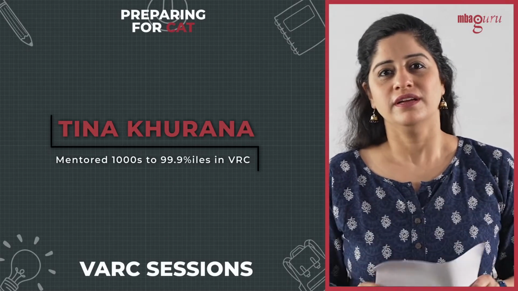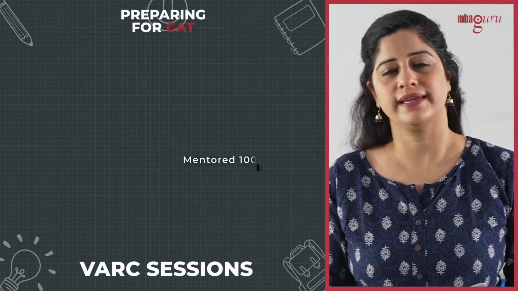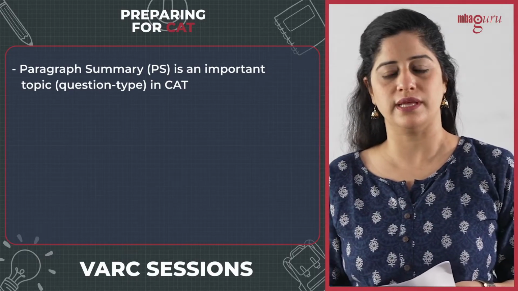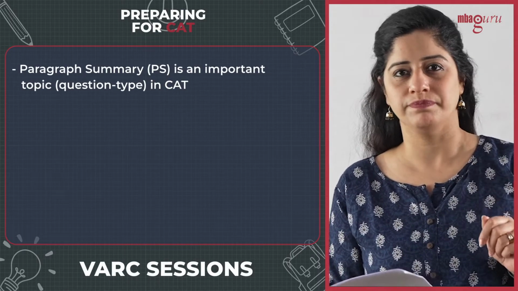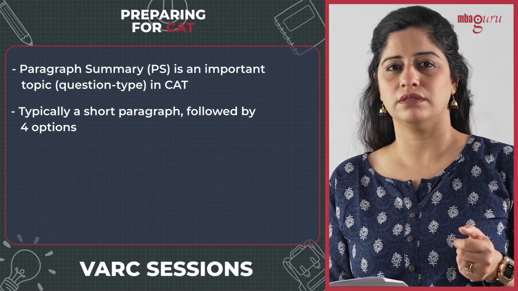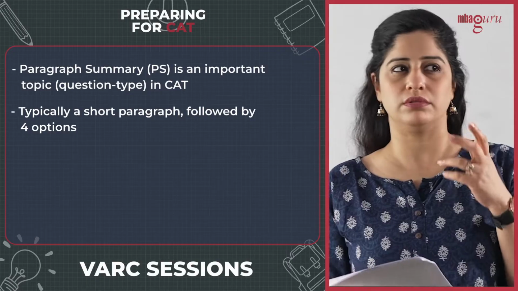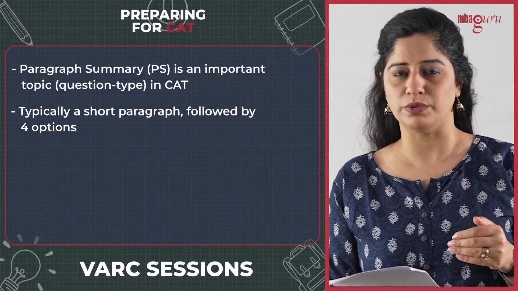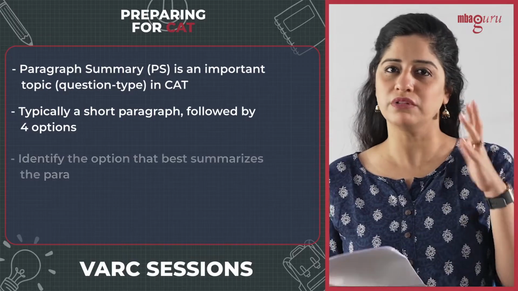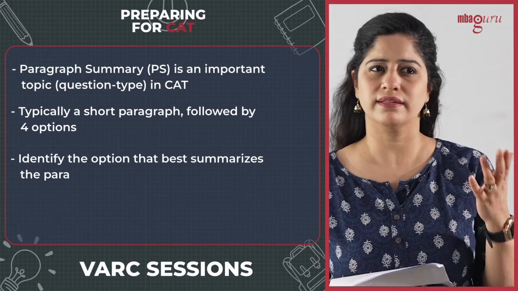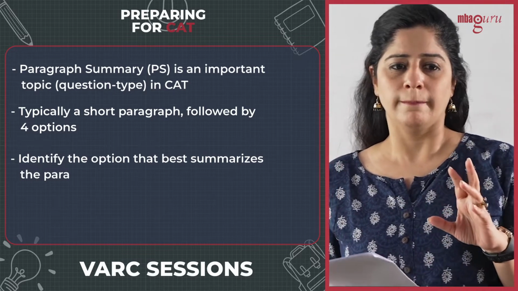Hi everybody. As you all know, CAT has a prevalent question in the exam which is about paragraph summary. What happens in paragraph summary is the exam gives us a very short paragraph of about 30 words, followed by A, B, C, D options, and one out of these 4 options is the correct answer. The other 3 are incorrect.